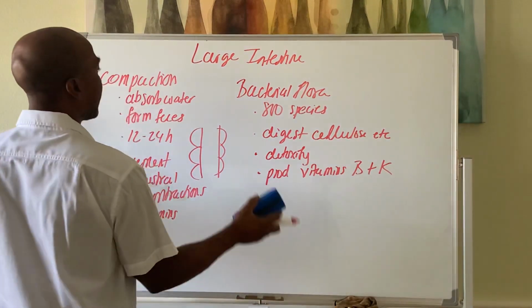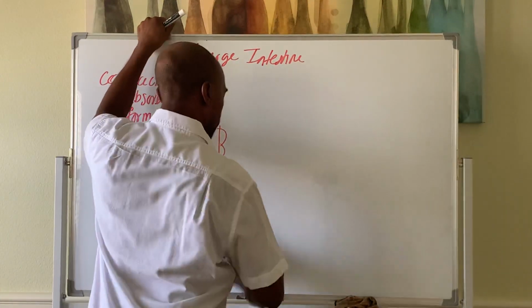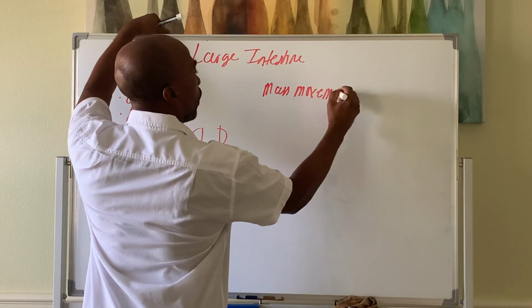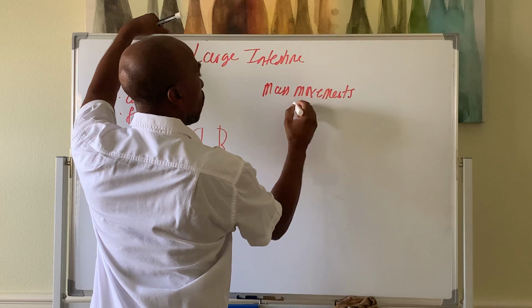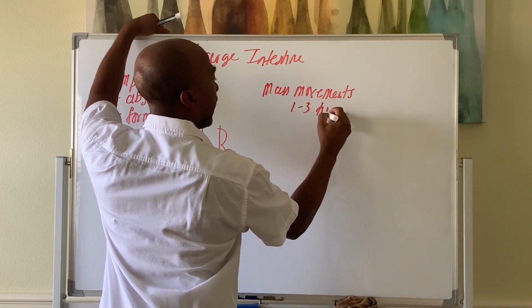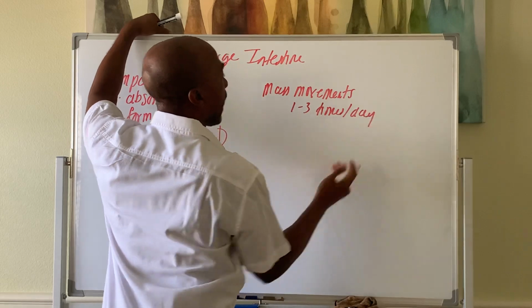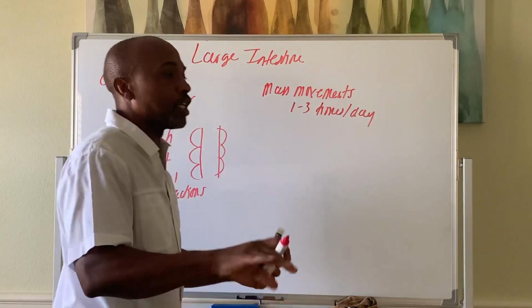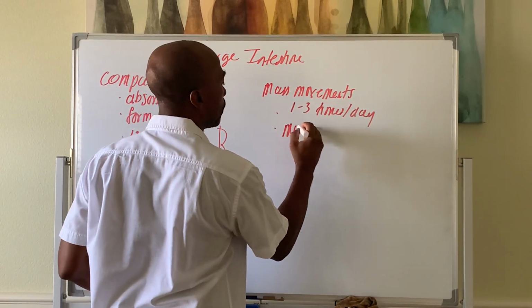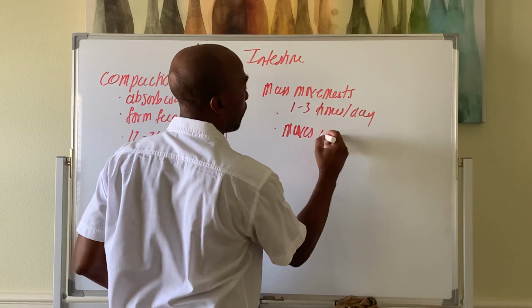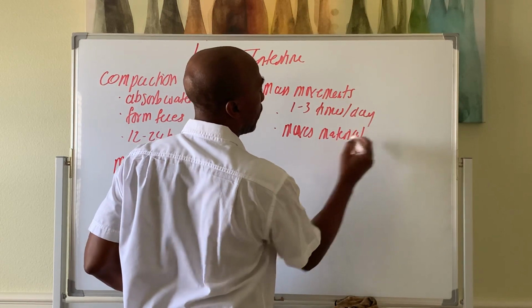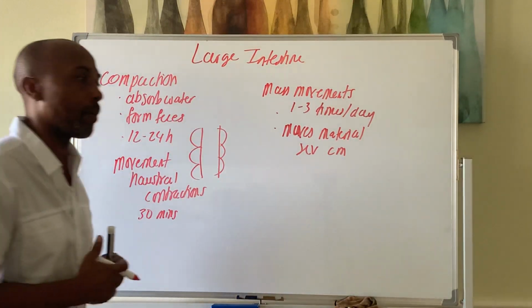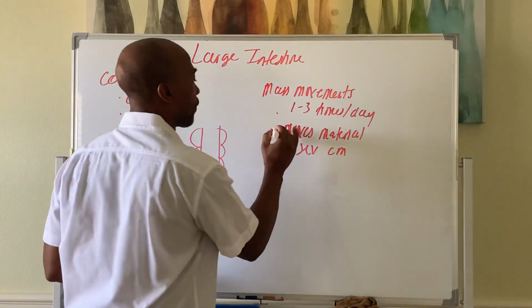You also have mass movements. So the mass movements occur about, say, 1 to 3 times a day. And when this happens, the material is pushed several centimeters down the tract, okay? So it moves the material in the lumen several centimeters along. So that's what's called mass movements. It's probably what helps to trigger defecation as well.